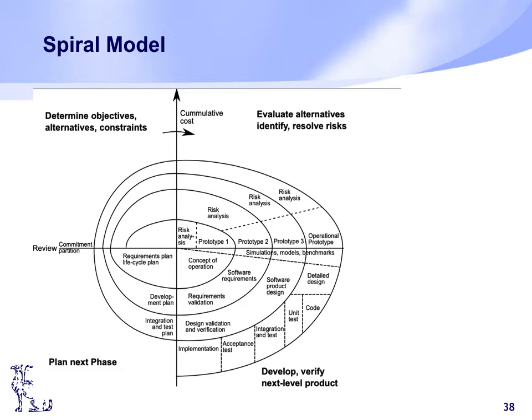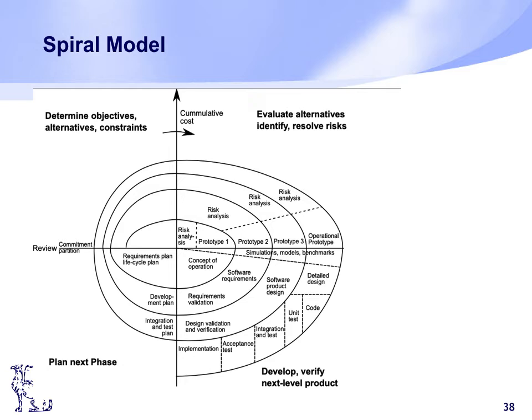But suppose your requirement understanding is not very clear for the next stage. So what are you going to do in this stage, in this phase, in this loop? So in this loop, you are going to use an evolutionary model.